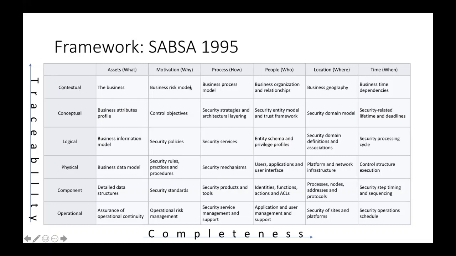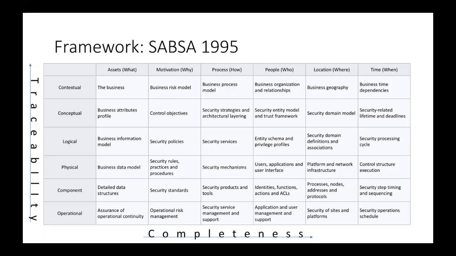Here is the business. You understand the business, you understand the motivation, you understand the process of the organization, you understand the people, the business, the structure of the organization, you understand the business geography, and you understand the time. So this is the contextual layer. The first layer is basically 6 by 6, 36 different boxes. And these boxes will help you to have traceability to the business.